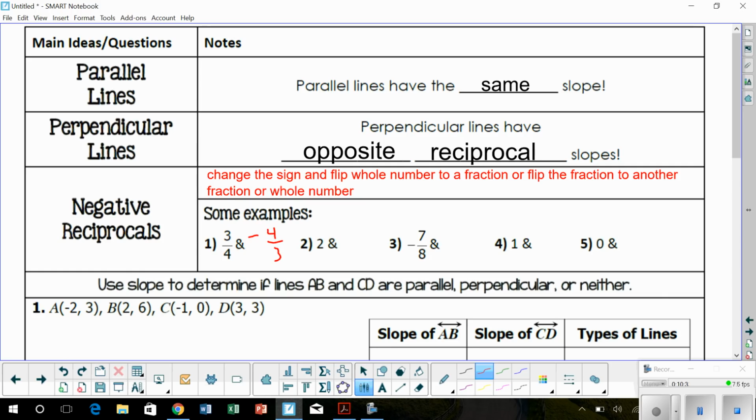4/3. Okay, if we have this one, it's going to be positive 8/7. Go back to number 2. Put that over 1. We get negative 1/2. That over 1, we get negative 1/1. Okay, the opposite of 0, so this is 0/1. The other one would be 1/0, which is undefined.